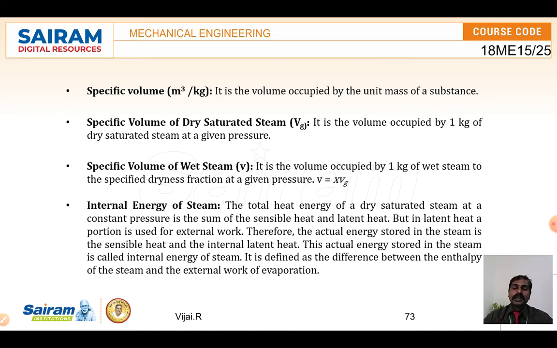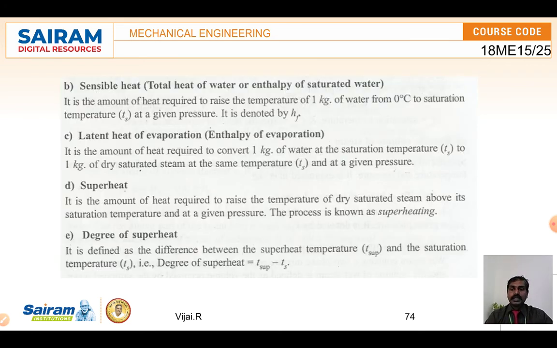Next, internal energy of a steam. We discussed already the total heat energy of the dry saturated steam. The total energy of dry saturated steam at a constant pressure is the sum of the sensible heat and latent heat. What do we mean by sensible heat and latent heat? Sensible heat is when we can sense the heat. Suppose water goes from 0 degrees to 100 degrees, the temperature rises. If you touch it, you can feel that. That is sensible heat.